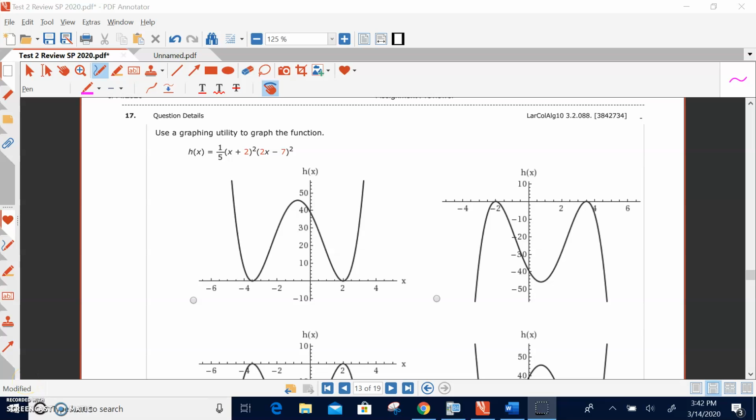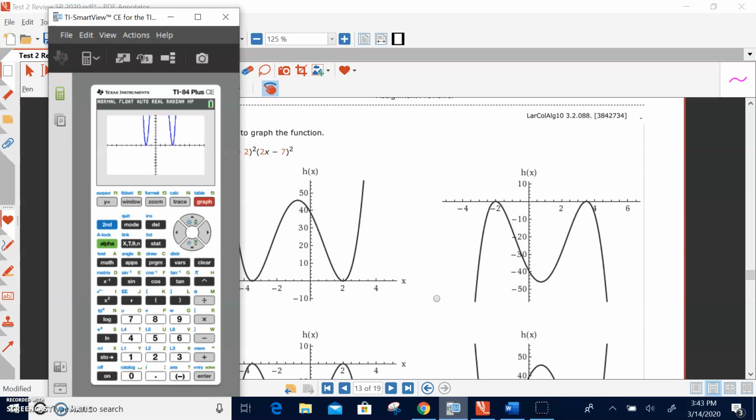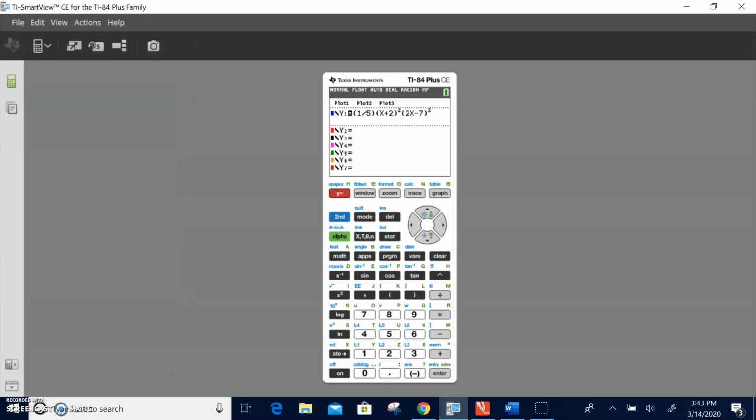Okay, let's get started with question 17 on the test 2 review. They're asking us to use our graphing utility to graph the function. So I would pick that calculator up. I would go to y equals. Notice the way I have that typed in.